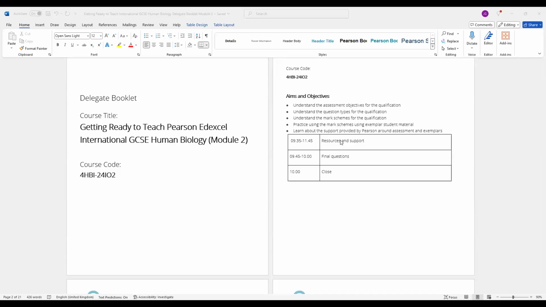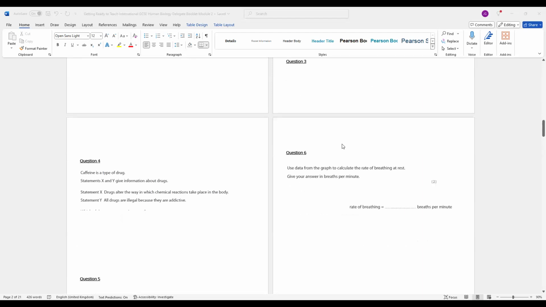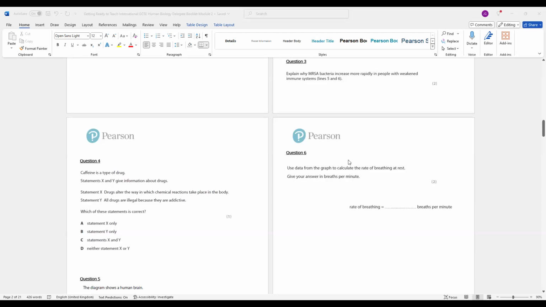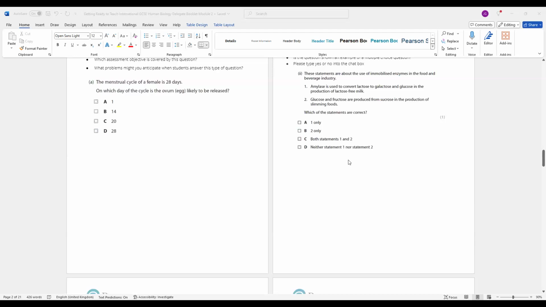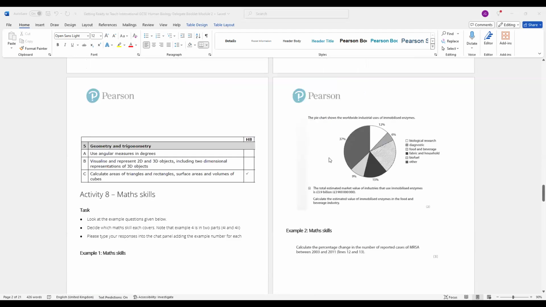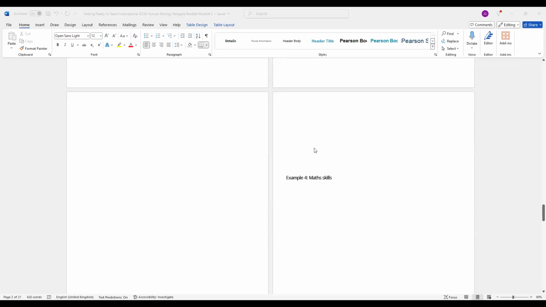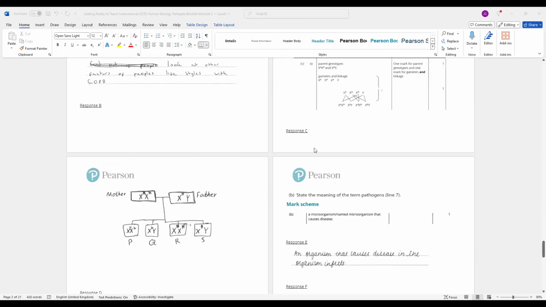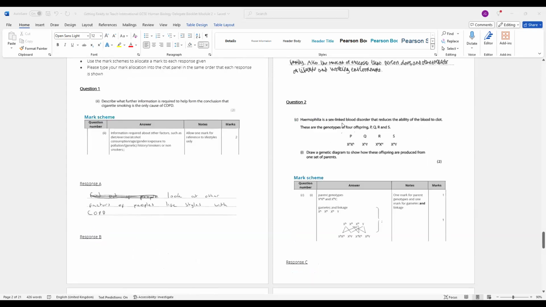It takes a little while to load on your screen. Hopefully. Just says loading. Yeah. Okay. That should be there now. So we're going to go through, we're going to find the mark scheme. Okay, here we go. Right. So there we are on the right-hand side.